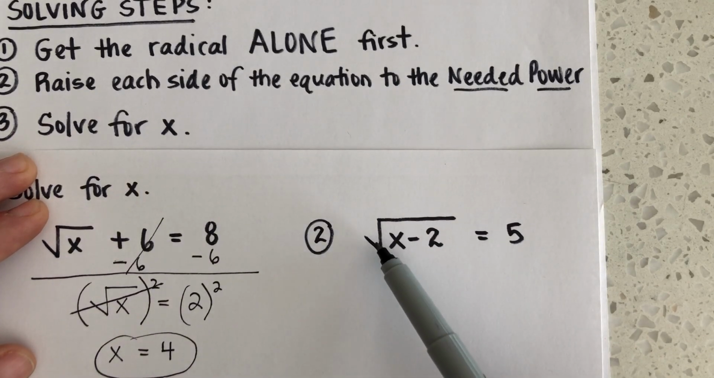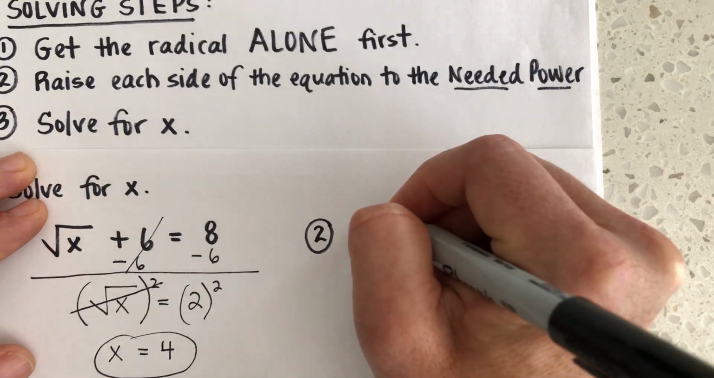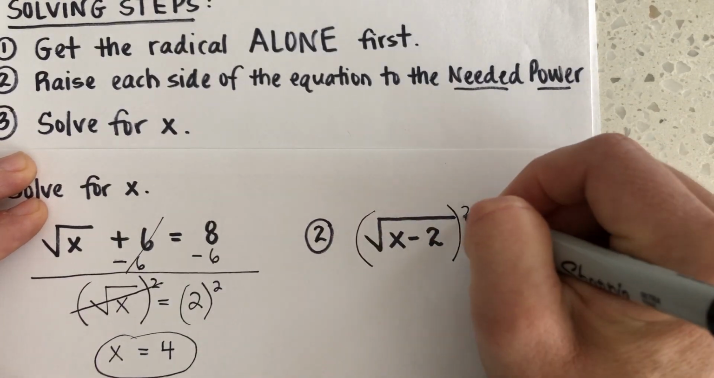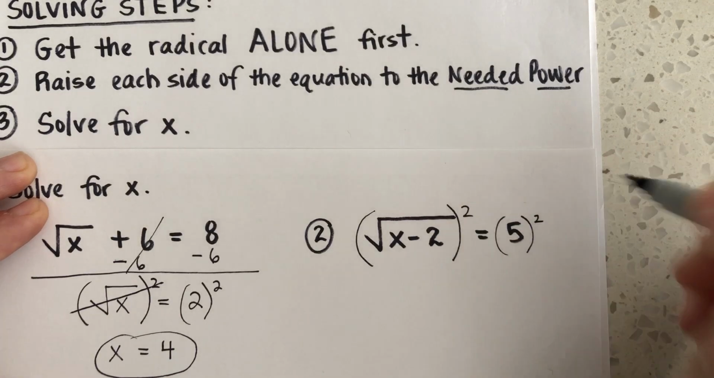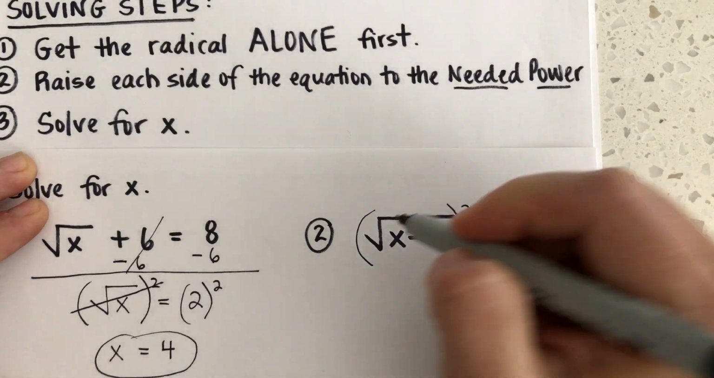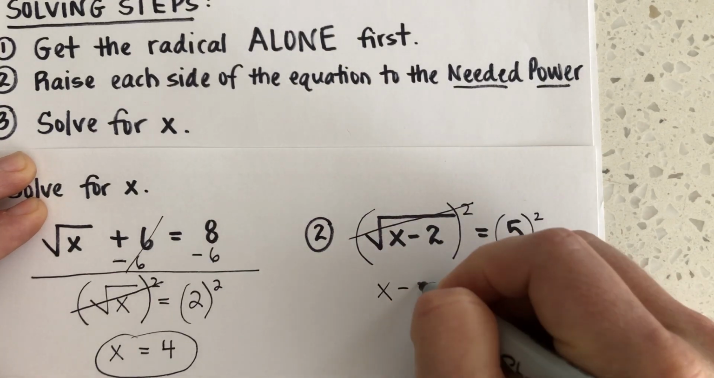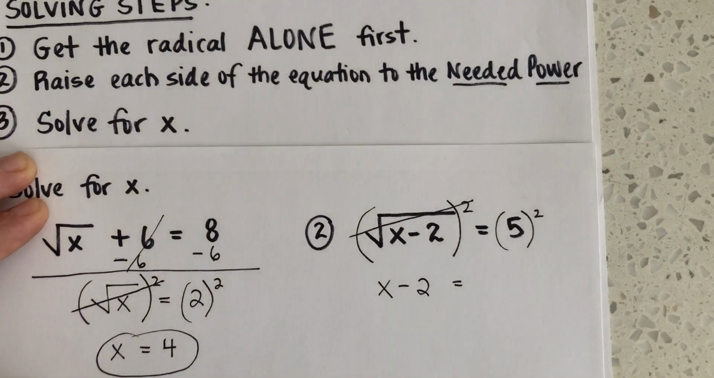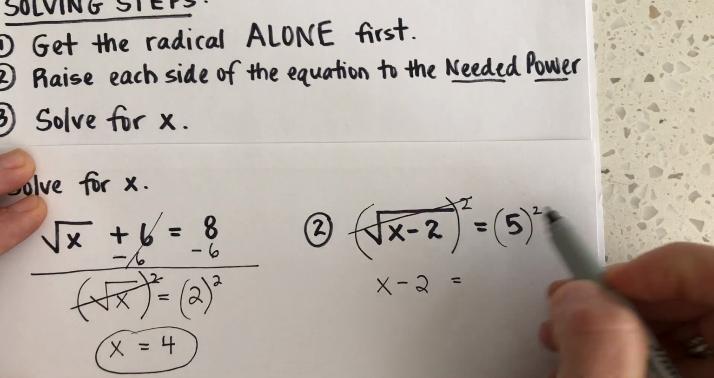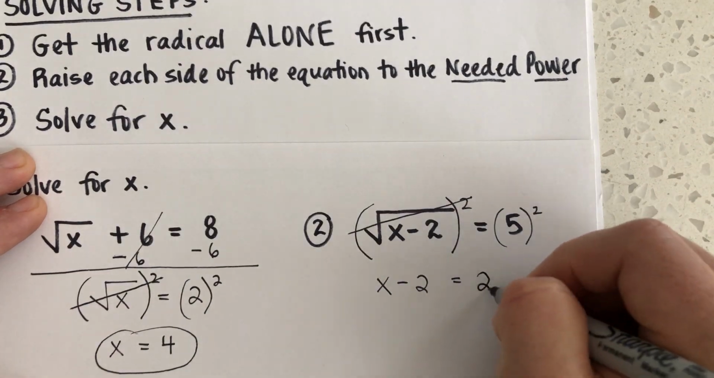All right, so step 2 says, raise each side of the equation to the needed power. Well, what power am I going to need to get rid of this square root? I'm going to need a square. I'm going to need a power of 2, right? So square both sides. And now this square and this square root cancel each other out, and you're left with x minus 2. They're free now. They're not under a radical anymore. Equals 5 squared is 25.